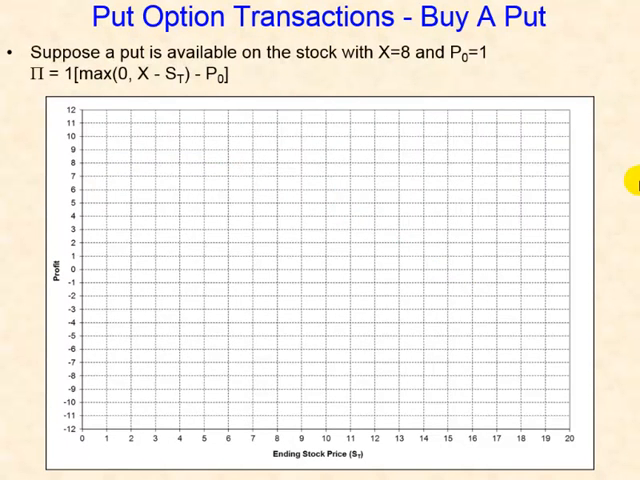Next, we'll examine the profit from buying a put option. Recall that the equation for put profit is the profit is equal to the number of puts that we are buying, in this case 1, times the intrinsic value of the put at expiration minus the initial premium of the put. For our example, we'll use a put that has an exercise price of 8 and a premium of 1.